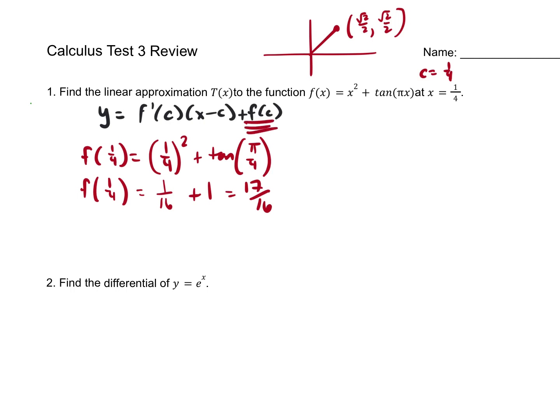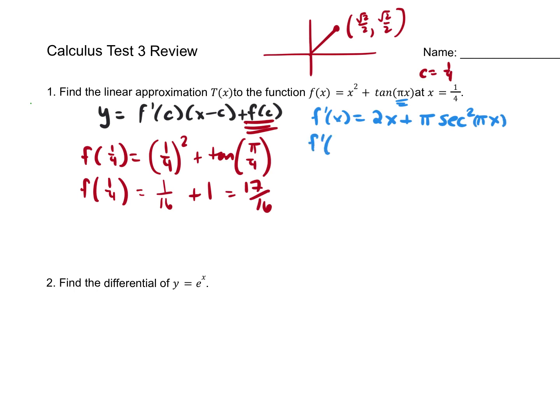Now to find the f prime of c, I obviously need f prime. So let's find the derivative. So f prime of x is 2x. The derivative of tan x is secant squared x, but we have this inside of pi x. So the derivative of pi x is just pi. It'll be pi secant squared of pi x. So using the chain rule, our inside is pi x, derivative is pi. Derivative of tan is secant squared of that pi x.